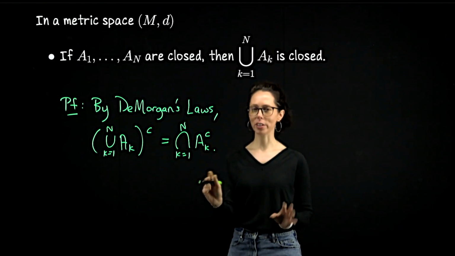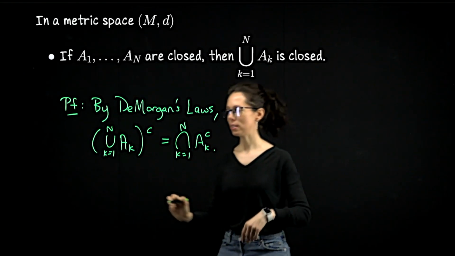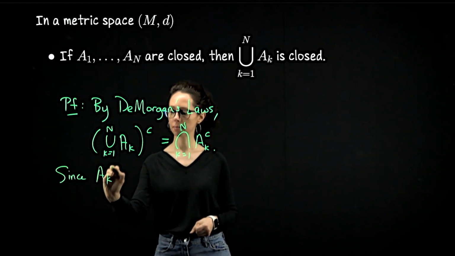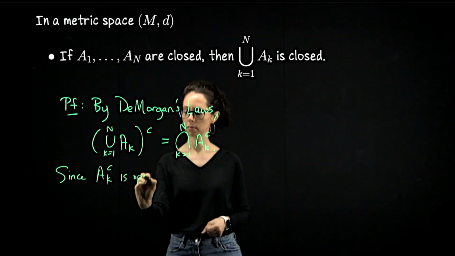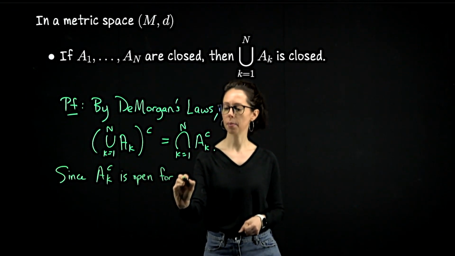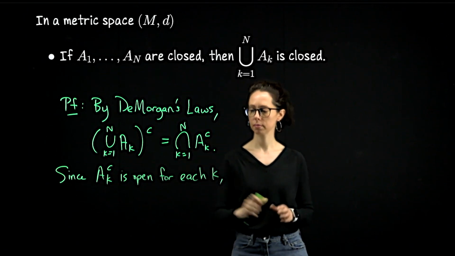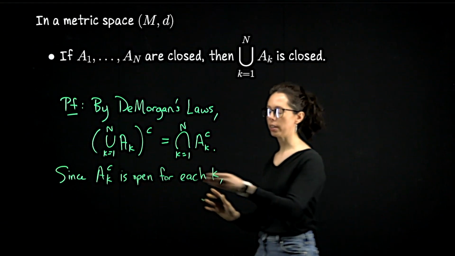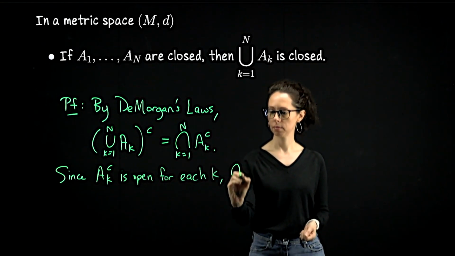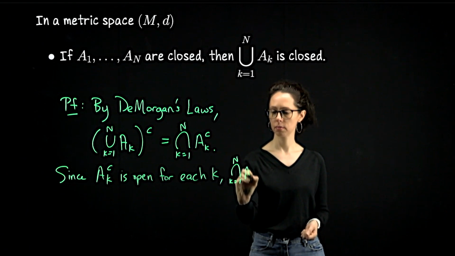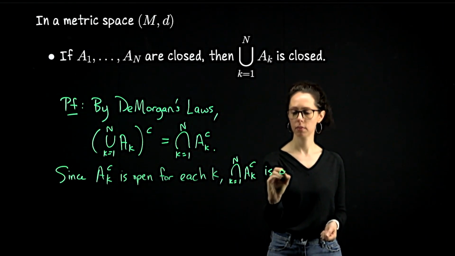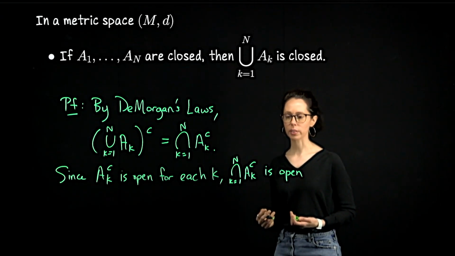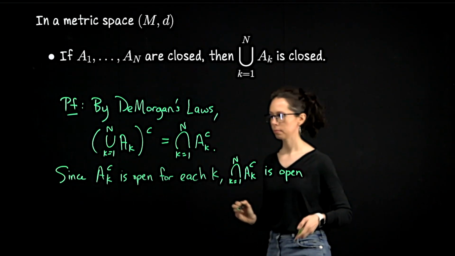Let me state that though, so the reader doesn't have to do too much work. So since A sub k complement is open for each k, this finite intersection of open sets is also open. And here I will write by an earlier result that we saw, I think, in our second video on open sets.